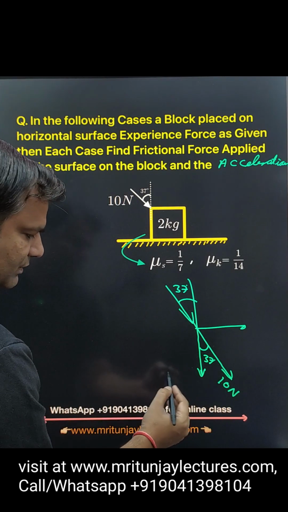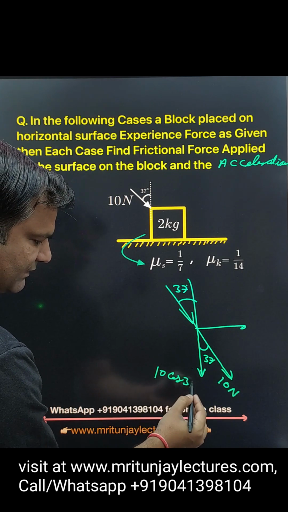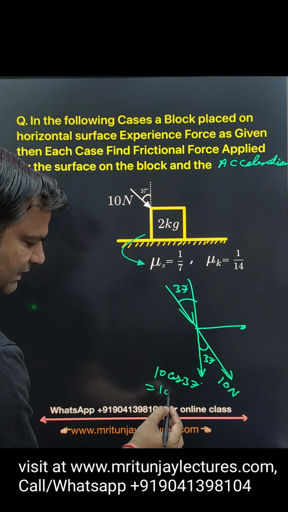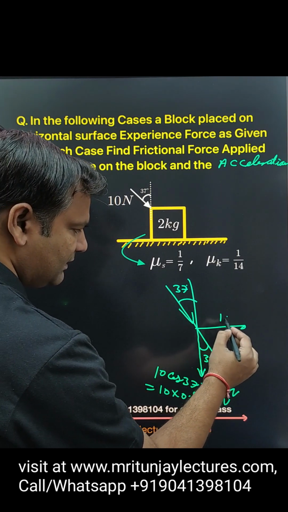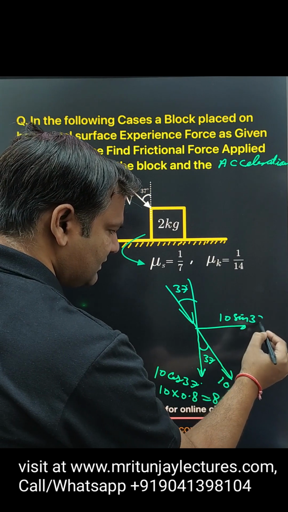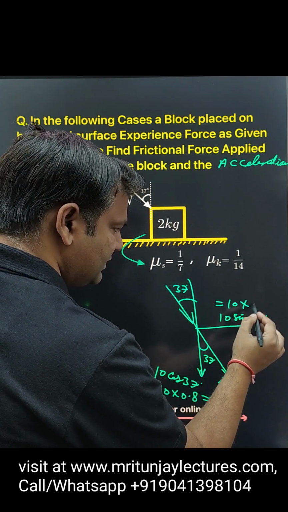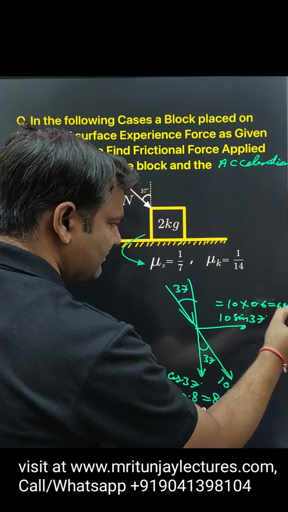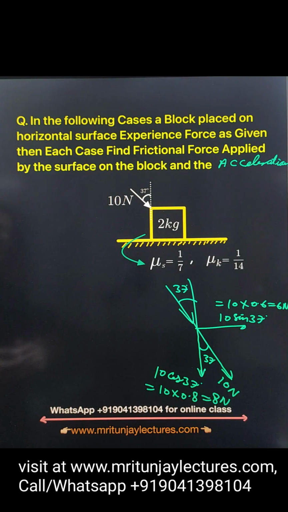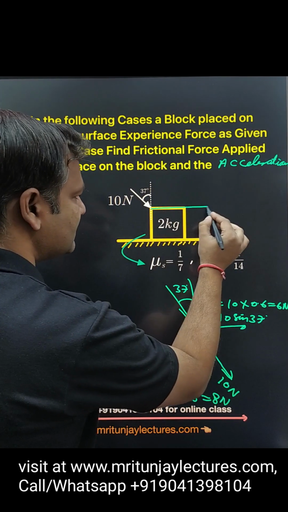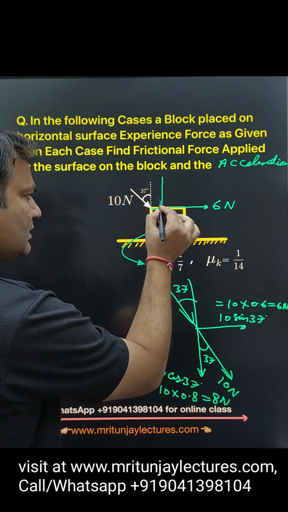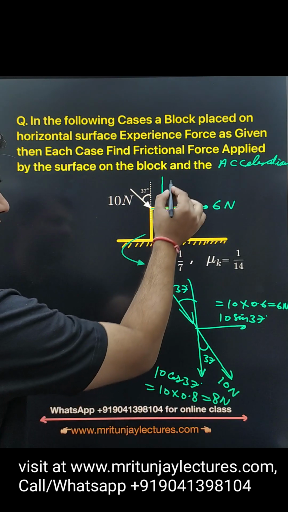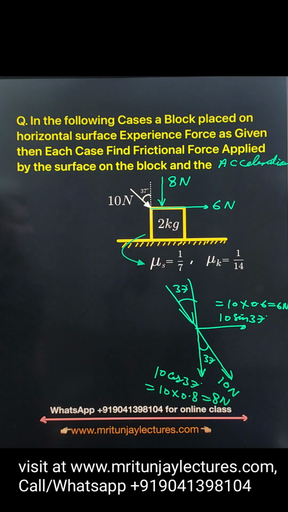Here it is 10 cos 37. Cos 37 is 0.8, so 10 into 0.8 is 8 Newton. And here 10 into sin 37, that is 10 into 0.6, which is 6 Newton. So basically there are two components of 10 Newton: here 6 Newton in the horizontal direction, and in the vertical direction downward 8 Newton. Is that clear?